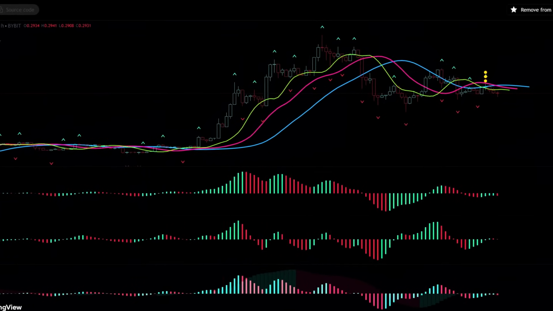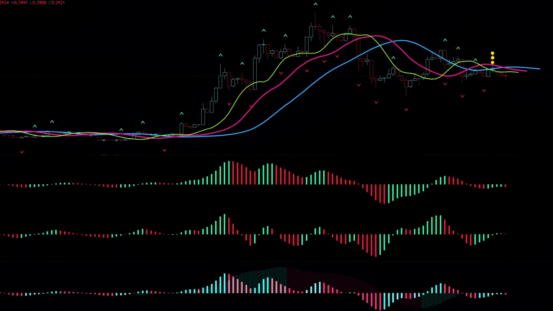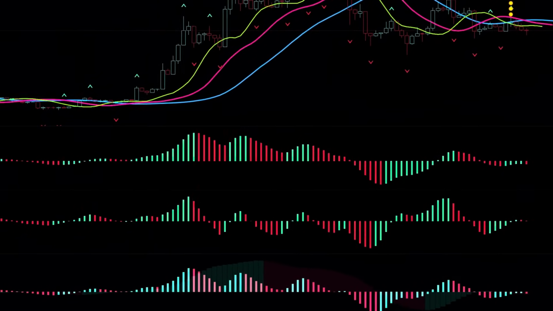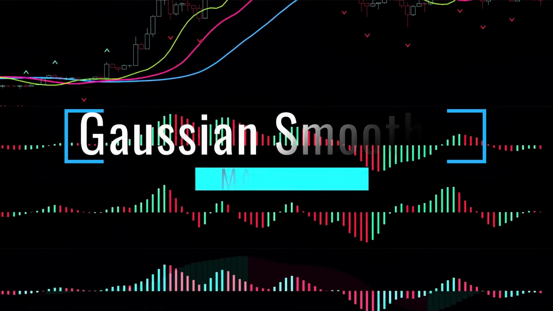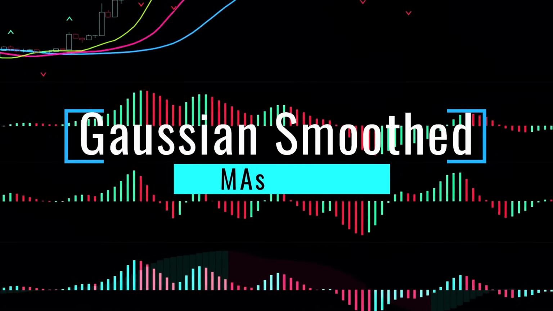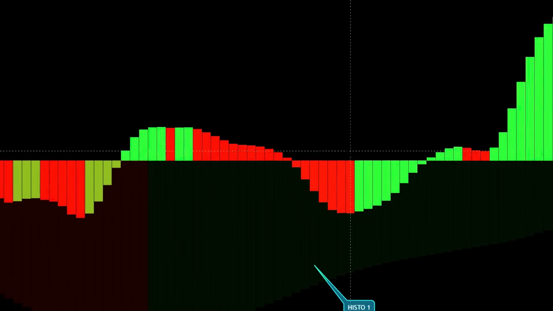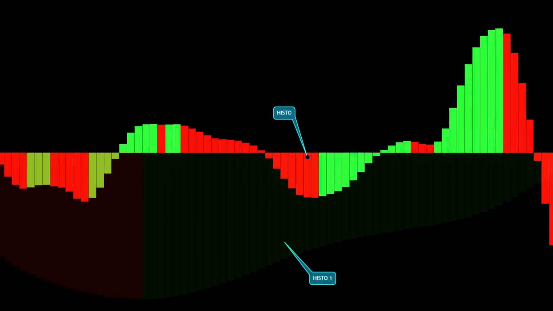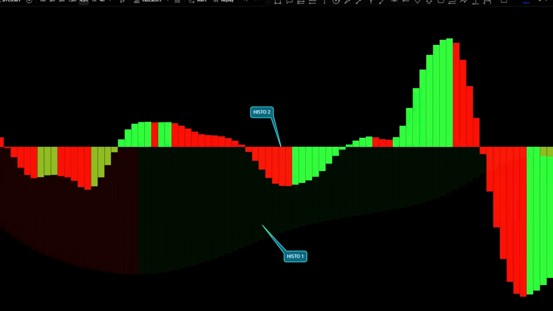Now, this indicator is basically a souped up version of something called the Awesome Oscillator. It uses really smooth moving averages called Gaussian smoothed MAs to show you both the short-term and long-term trend. You'll see two histograms on it. A bright line histogram that shows you the short-term trend, and then those darker columns which tell you about the long-term trend.